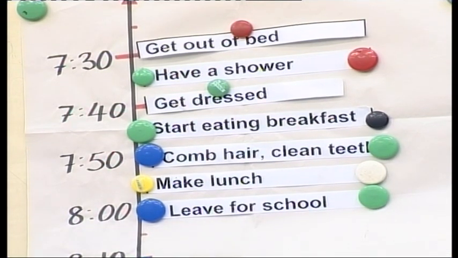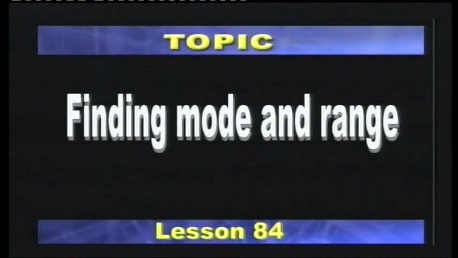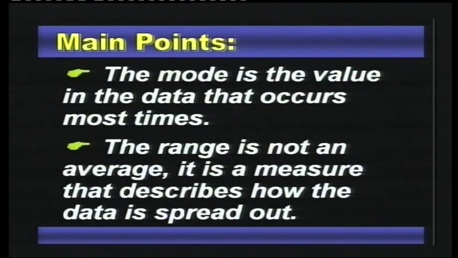Okay, we will now move on to our lesson topic for today. We are now on the new unit, which is on chance and data. This is the beginning of the new unit, and this is the first lesson. The topic is finding mode and range. Sevenies and receiving students, we have a few main points to go through, the definitions of those two words that we are going to have in our lesson for today.